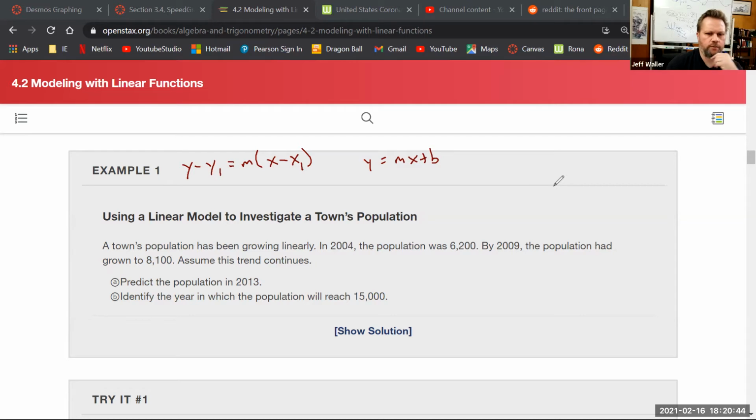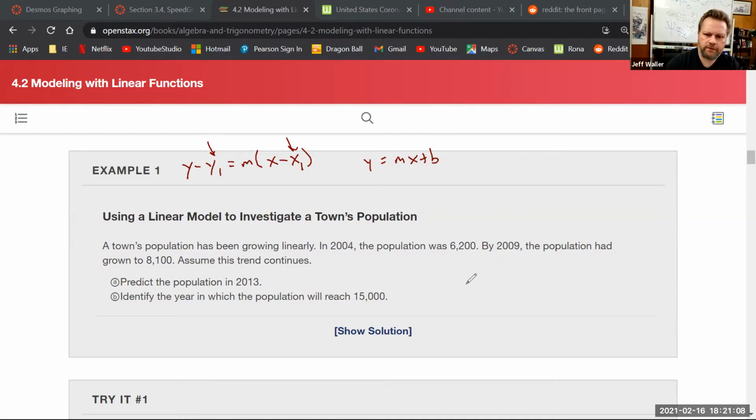So let me ask you guys, what's the first thing any of you are doing out there? Finding the slope. Good, I love it. It's perfect, because I've got to know the slope and I've got to know a point.